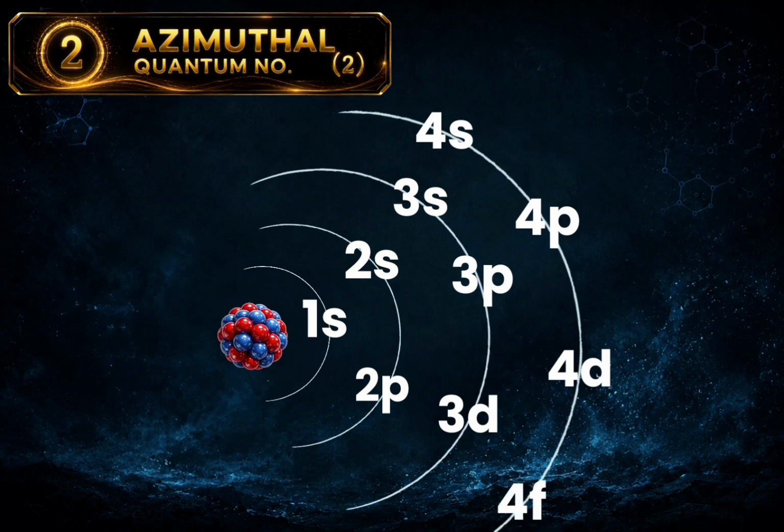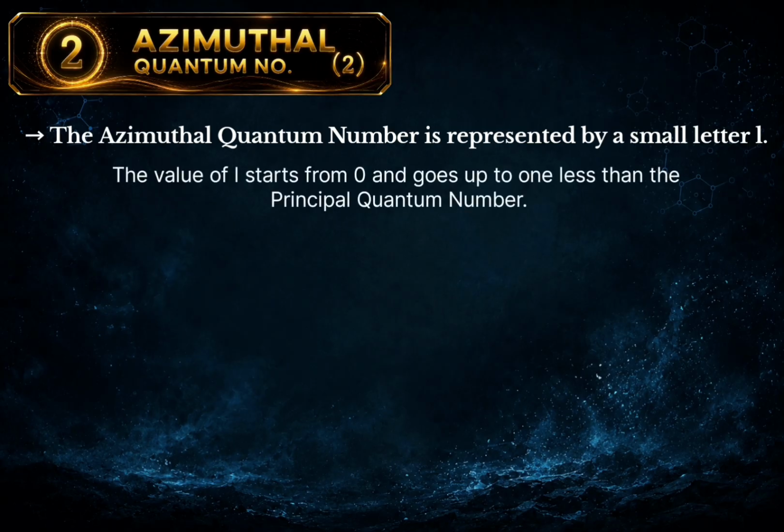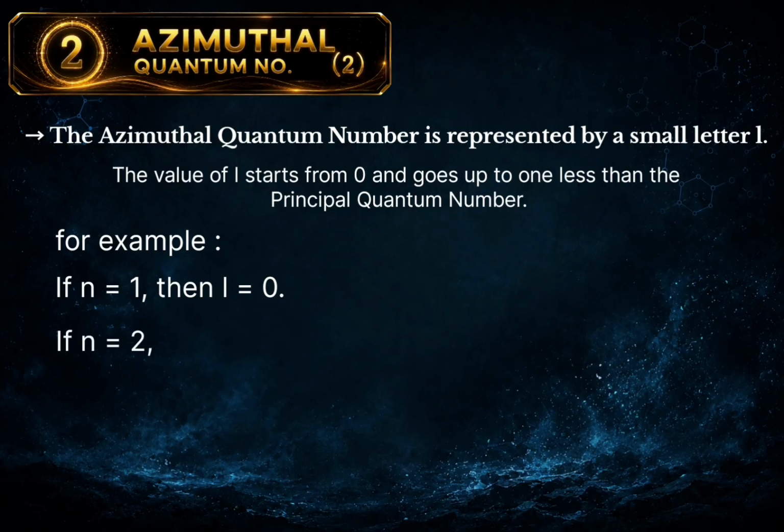Pretty neat, right? The Azimuthal quantum number is represented by a small letter L. The value of L starts from 0 and goes up to 1 less than the principal quantum number. For example, if n equals 1, then L equals 0. If n equals 2, then the maximum value of L is 1. That means L can be 0 or 1.